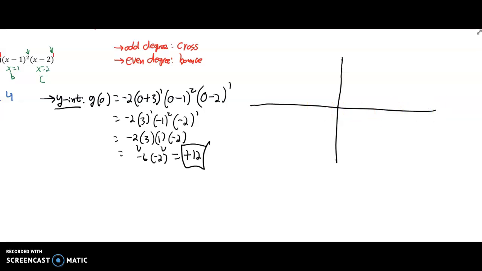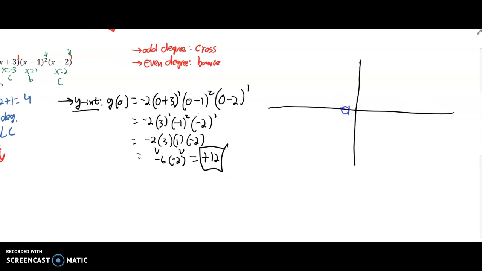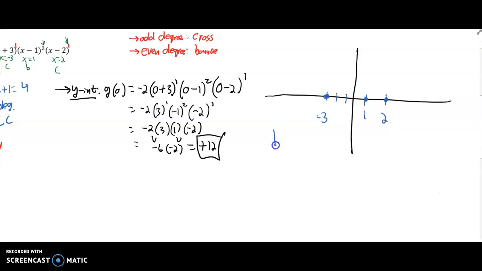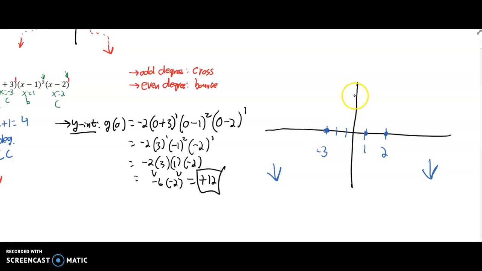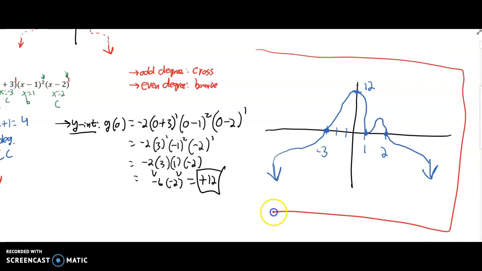Let's fill in our x-intercepts first. I've got negative 3, 1, and 2. We know our shape is a downward parabola. And we have our y-intercept up here at positive 12. Okay, we can start graphing the curve. I'm going to come towards negative 3 and cross, then go through the y-intercept. 1 says bounce, and then cross through positive 2. And this graph here is our final answer.